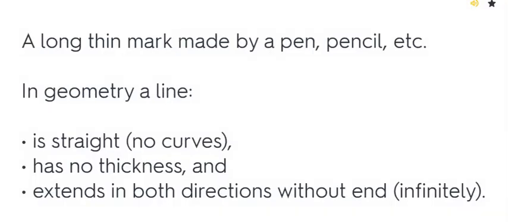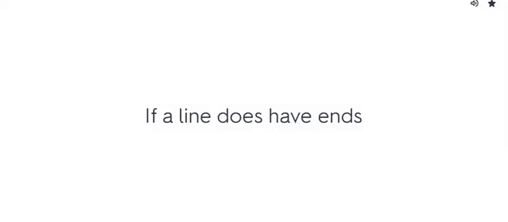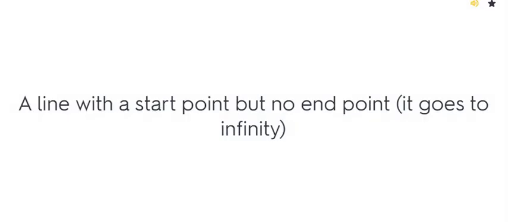Line. A long thin mark made by a pen, pencil, etc. In geometry, a line is straight, has no thickness, and extends in both directions without end. Line segment. If a line does have ends. Ray. A line with a start point but no end point.